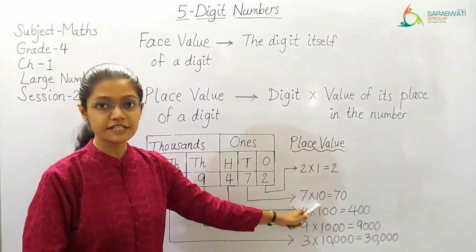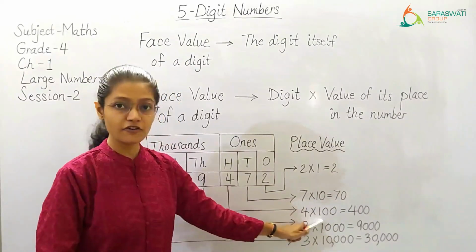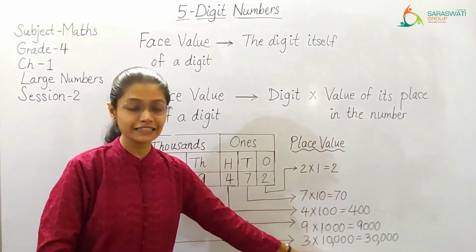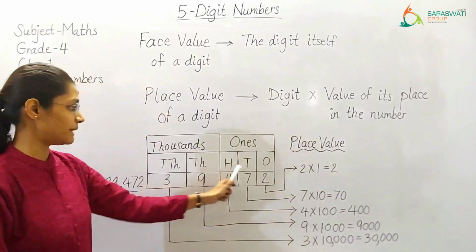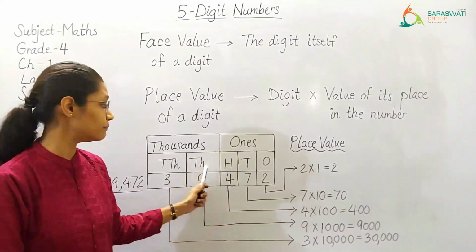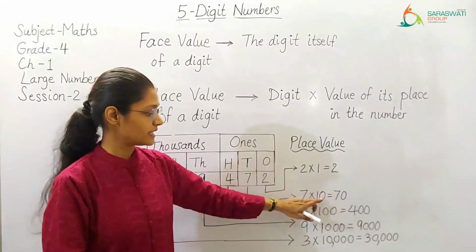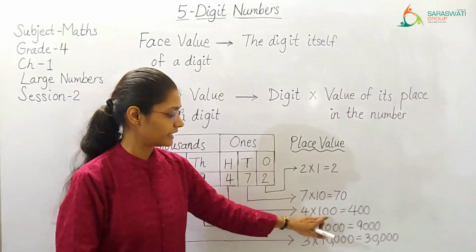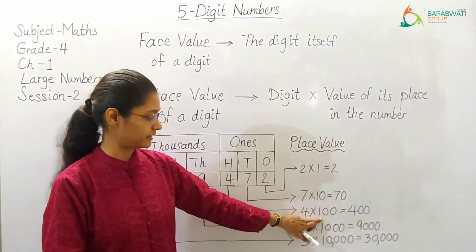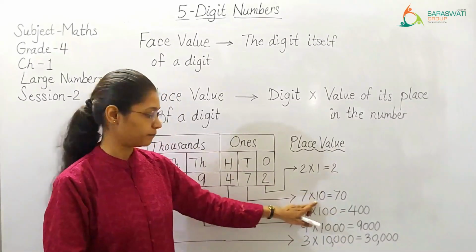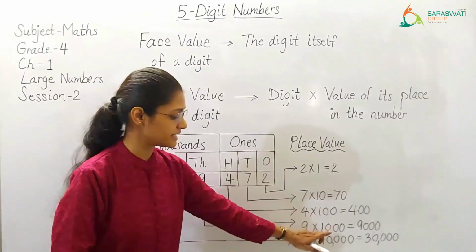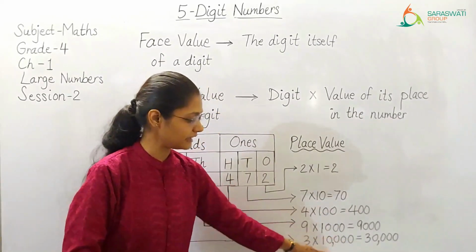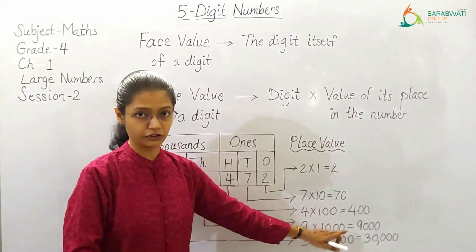Then 10 is the value of the tens place. 100 is the value of the hundreds place. Then 1000 is the value of the thousands place. And 10,000 is the value of the 10,000s place. So, the value of any place is equal to 10 times the place immediate to its right. So, 10 is 10 times that of 1. Then the value of the hundreds place is again 10 times the value of the tens place. This is 100, which is 10 times 10. Then the value of the thousands place is again 10 times the value of the hundreds place. And then over here again adding one more 0, 10,000 is 10 times that of 1000.